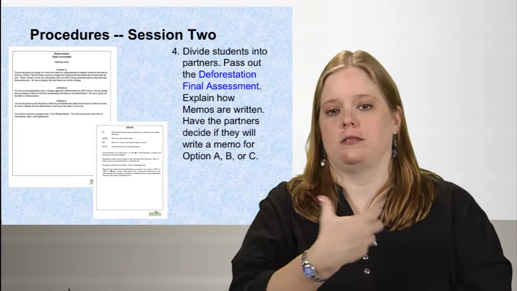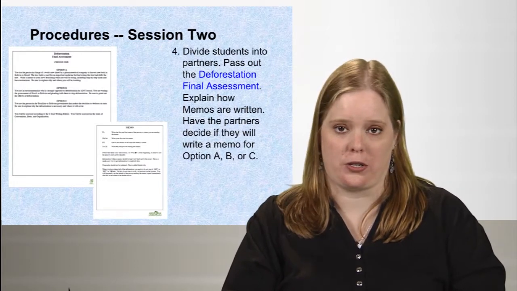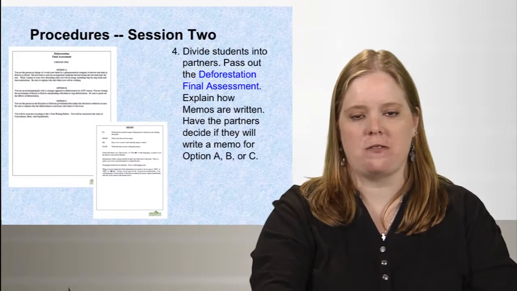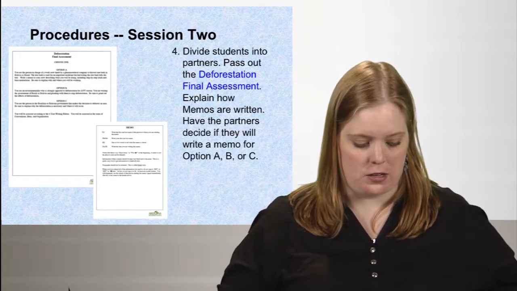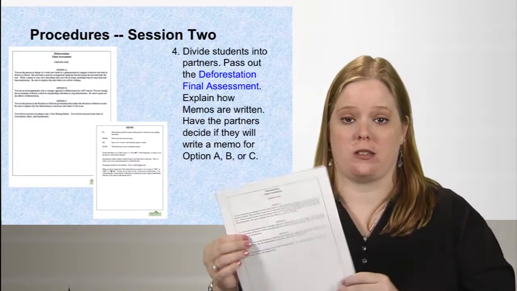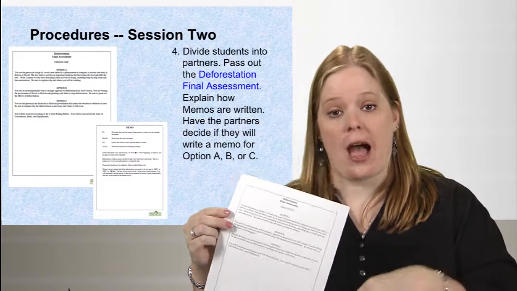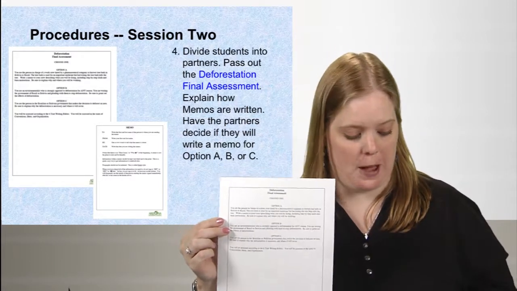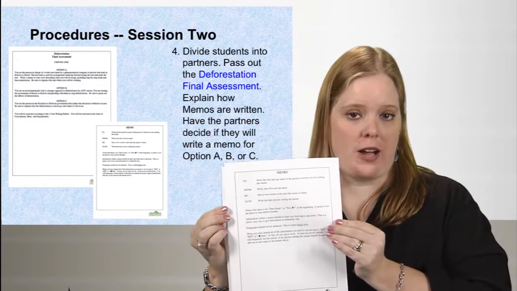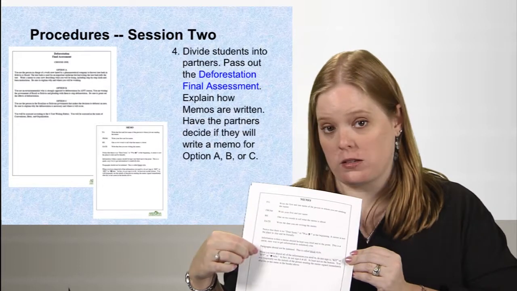Step 4 has them write information. So you're going to divide students into partners and pass out the deforestation final assessment. This final assessment allows them to choose options. It gives them choices. You also want to explain to them how memos are written. Maybe if you've gotten any memos in the past, you can show them as examples. But an example is provided that allows them to see what format the memo has to be in.